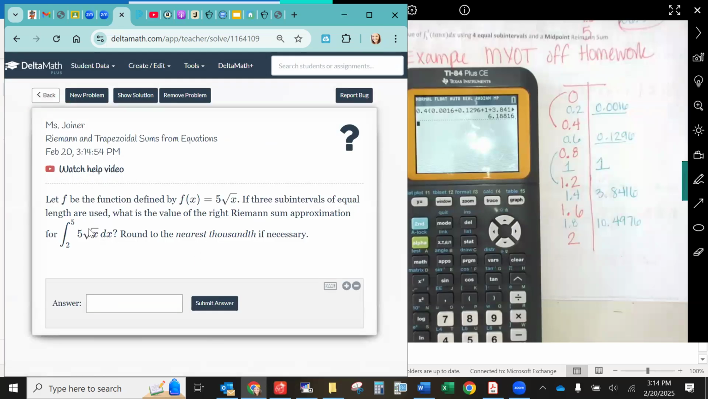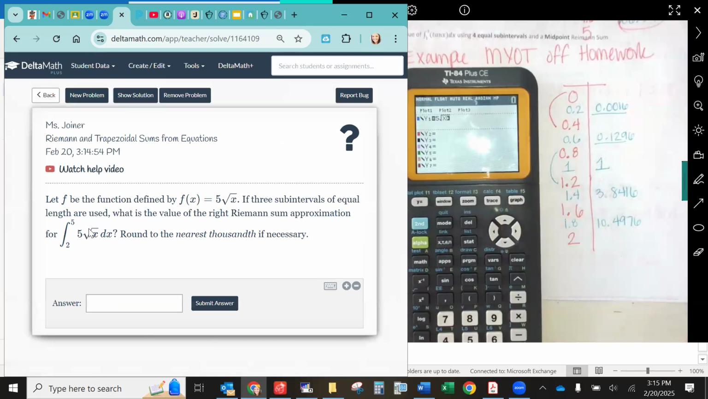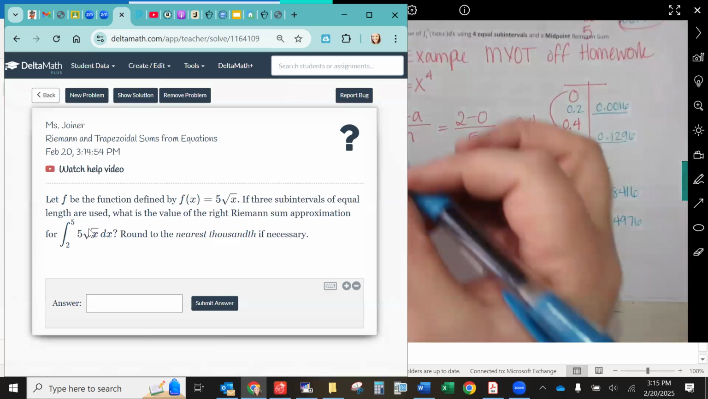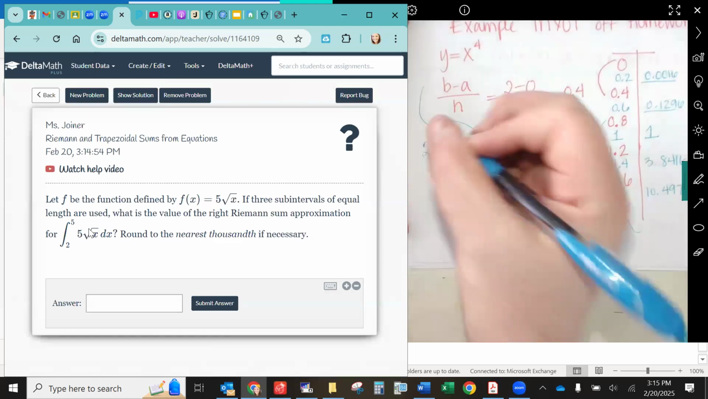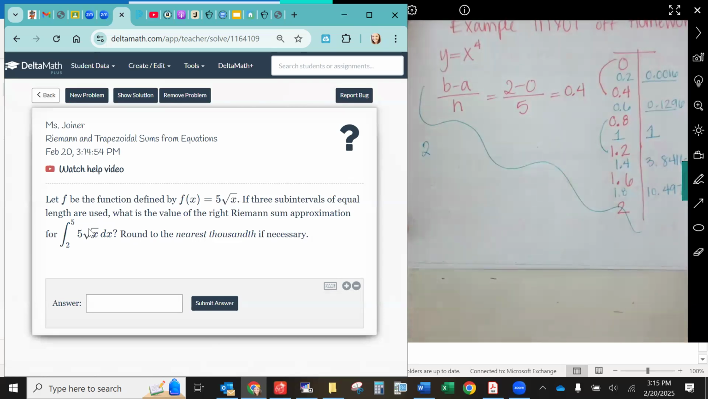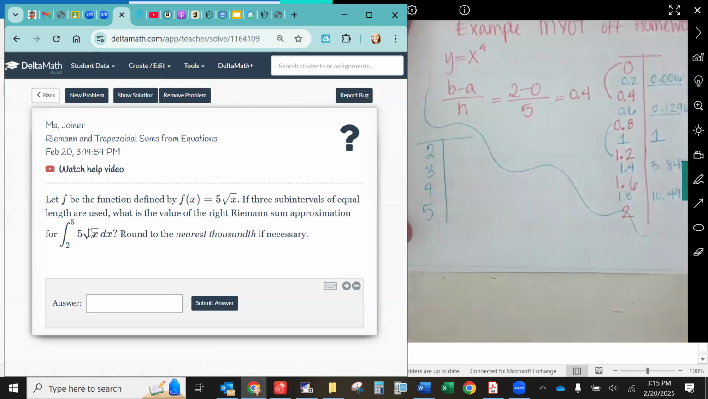Okay, so go into your y equals. What are you going to make your equation? 5 root x. And then what's my width going to be? b minus a, 5 minus 2 is 3. And then I want to divide it into how many pieces? So what am I going to skip by? 1. So for my chart, I'll just kind of scribble it here. I want to start at 2, stop at 5, and I want to count by 1 each time. So 2, 3, 4, 5.